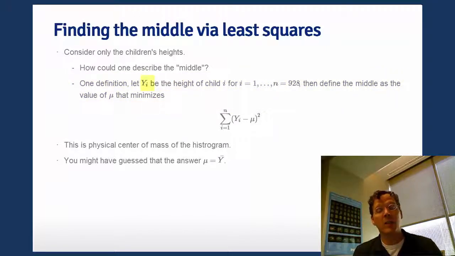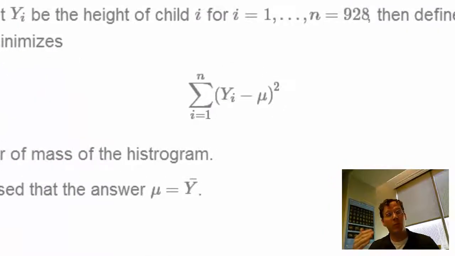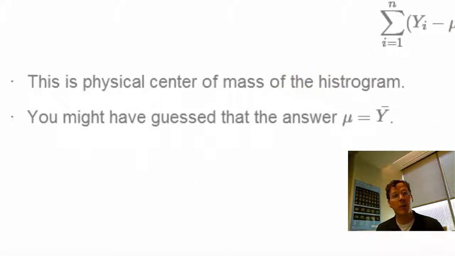So for the mathematics, let's let y_i be the height for child i, where y_1 is the height for child 1, y_2 is the height for child 2, and so on. My i index here goes from 1 to n, n being 928 children in this particular data set. So the middle will be the value of mu that minimizes the sum of the squared distances between the observed data, the y_i's, and this value mu. That's how we define the middle.